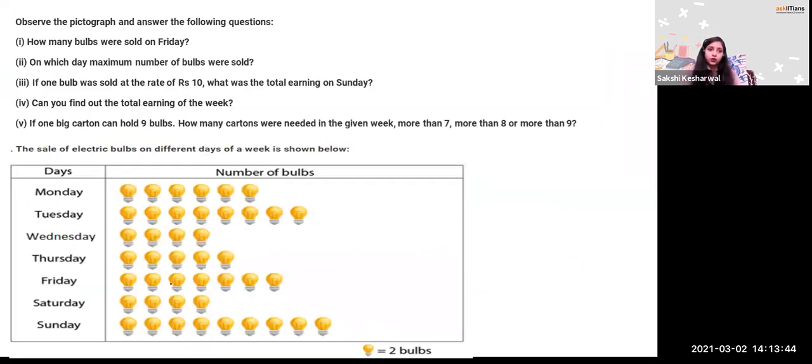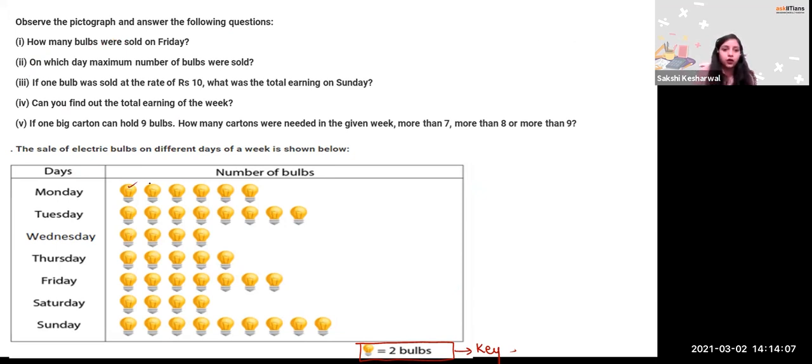Okay, now let's do one more question on the pictograph. Observe the pictograph and answer the following questions. It says this is the key. So please pay attention to the key. First we'll solve this pictograph, and then we'll solve the word problems, right?